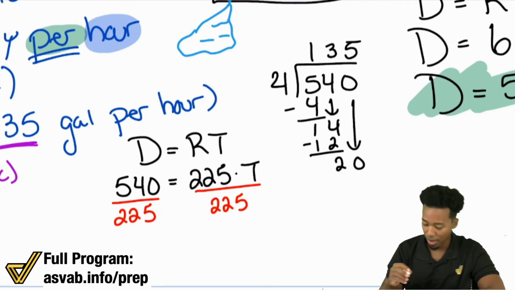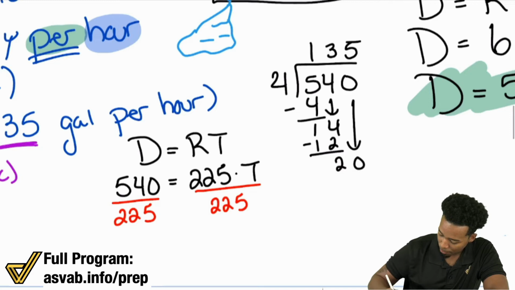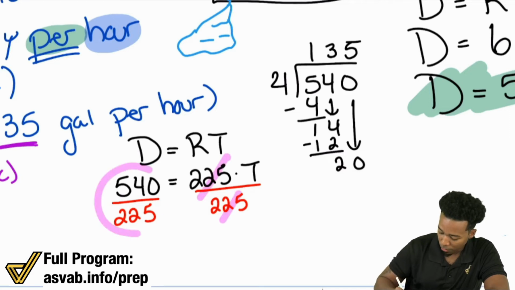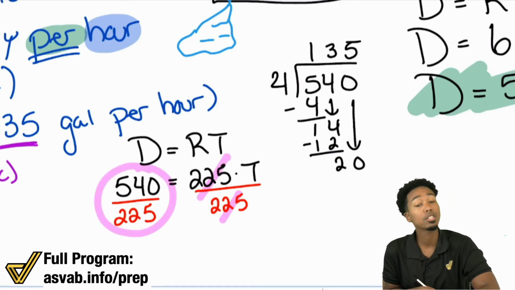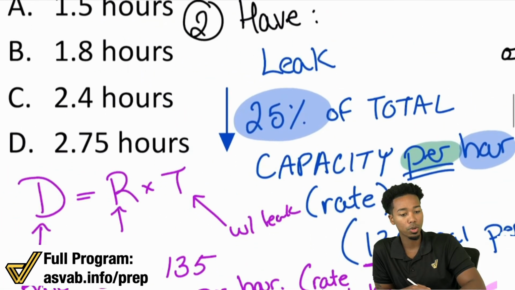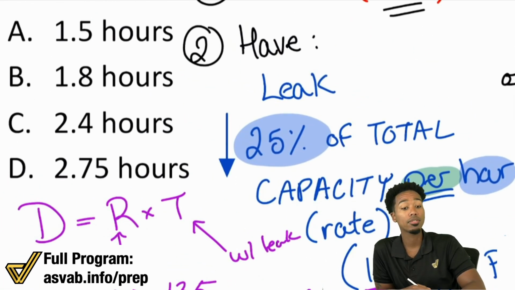So let's go ahead and finalize this. We're going to cancel out the 225, and we just need to figure out what this is. But let's be smart about it. Look at our multiple choice options. We have 1.5, 1.8, 2.4, and 2.75.